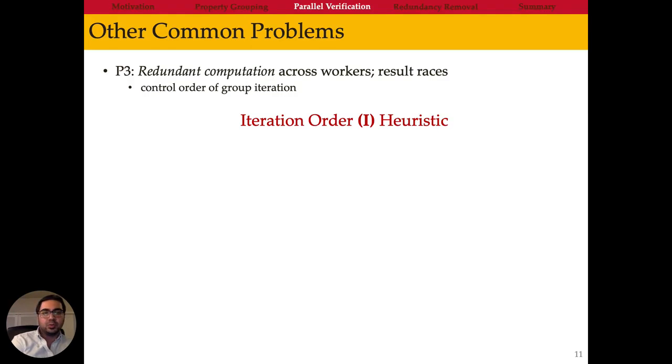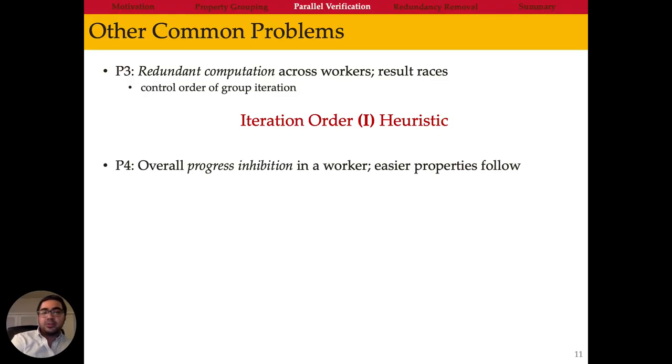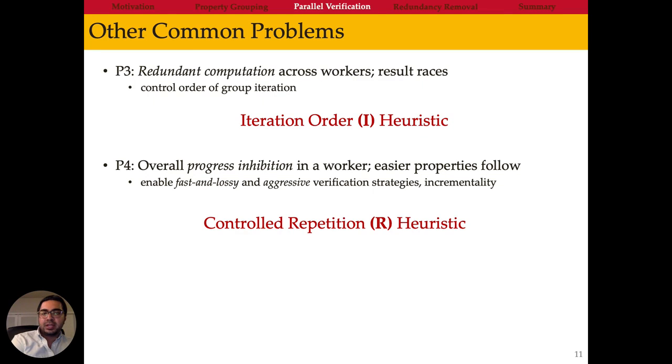Then there is the problem of progress inhibition, in which a worker gets stuck on a harder group and several easier groups might follow. Our controlled repetition heuristic enables fast and lossy and aggressive verification strategies that enable pausing the verification of hard groups, progressing to easier groups, and eventually returning to the hard group. It is important to note that incrementality is essential to fully utilize controlled repetition of property groups.